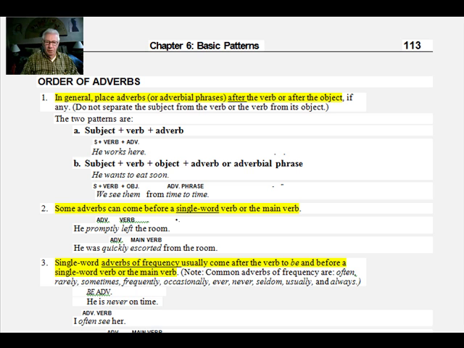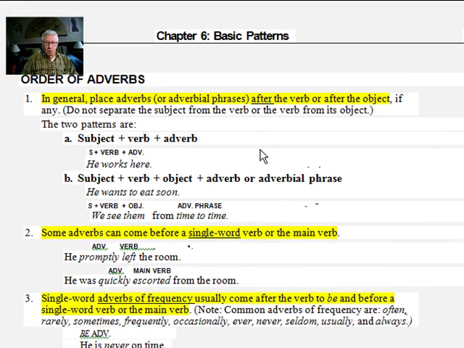The basic patterns of grammar in sentences. Okay, here we have the order of adverbs. In general, we place adverbs or adverbial phrases after the verb or after the object, whichever the case may be. Here we have the first example: subject, verb, adverb. Okay, he works here. Subject, verb, adverb.